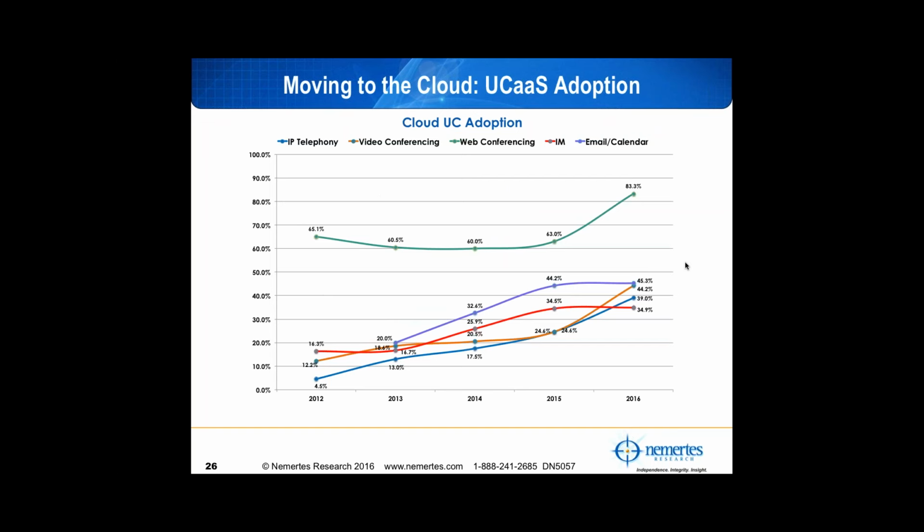So as we move to the cloud, you can kind of see what our numbers are through 2016, steady growth in every one of the technologies we're looking at: IP telephony, video, web conferencing, instant messaging, email, and calendar. And they're going to continue to go up, some at different paces than others, but they're all increasing.